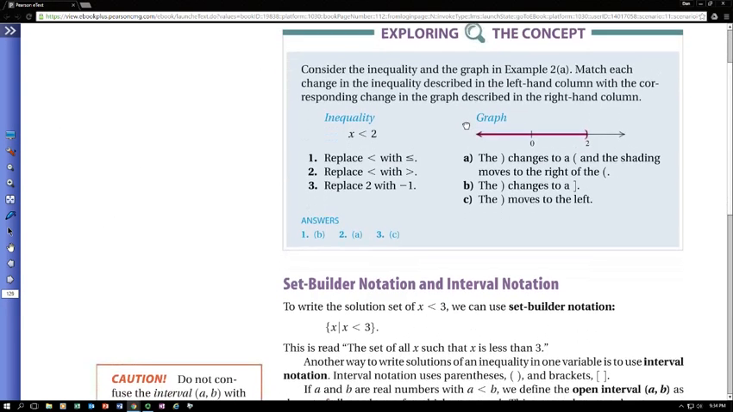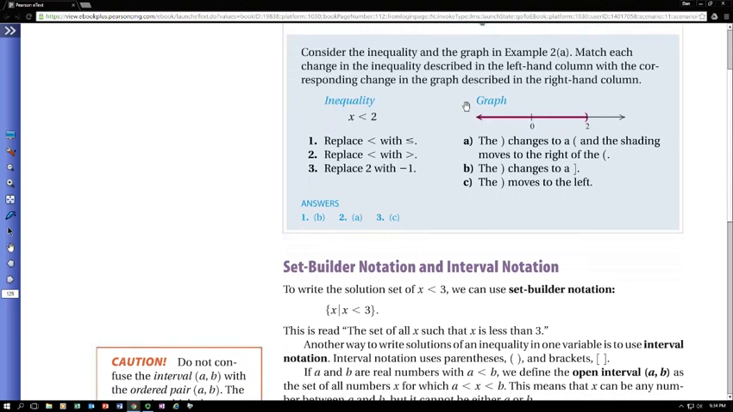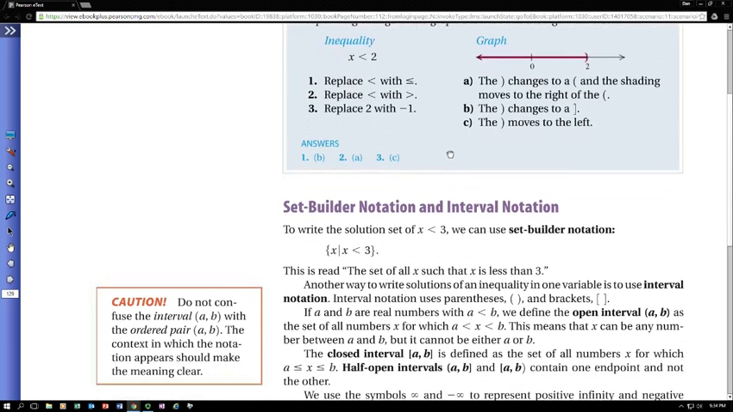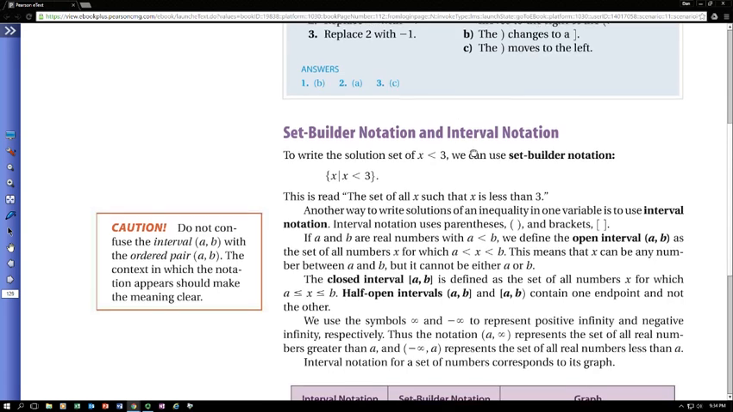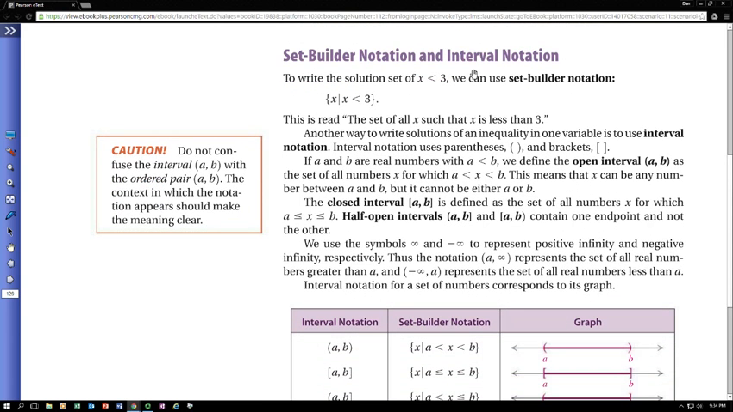Now they go through this concept part here again, basically they want you to see what changes when these symbols change, and the differences between the round parenthesis and the square parenthesis and so on. So that kind of covers the way to graphically illustrate solutions.